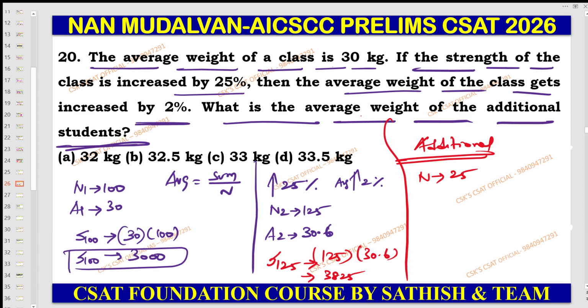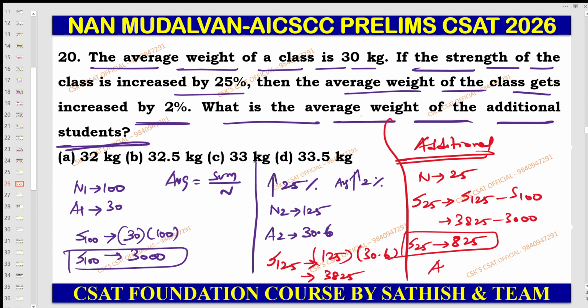Right. So can we find out the sum for that 25? Yes. Why? 125 minus 100. So therefore 3825 minus 3000 becomes 825. This is the sum of the 25, and n is provided. Can we find out the average for that 25? Yes. 825 by 25, that is nothing but 33 kg. Guys, getting?